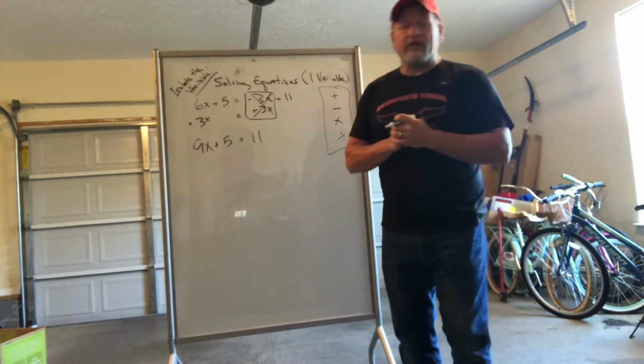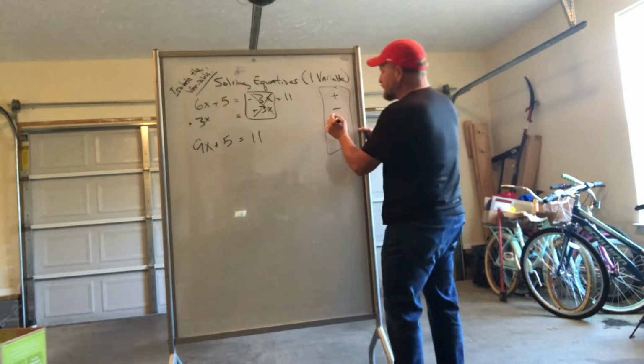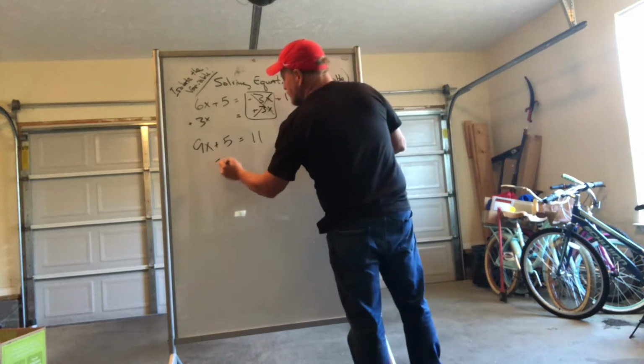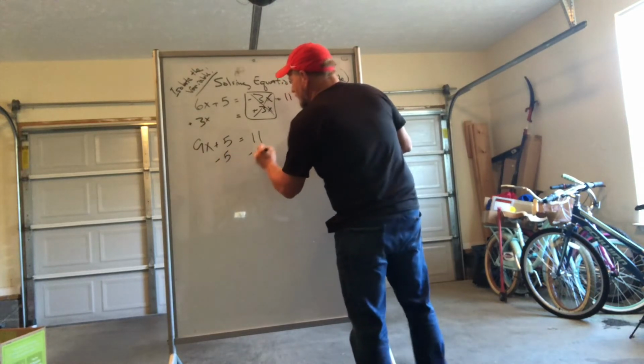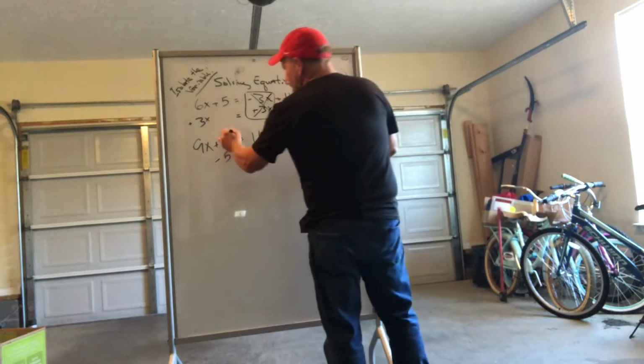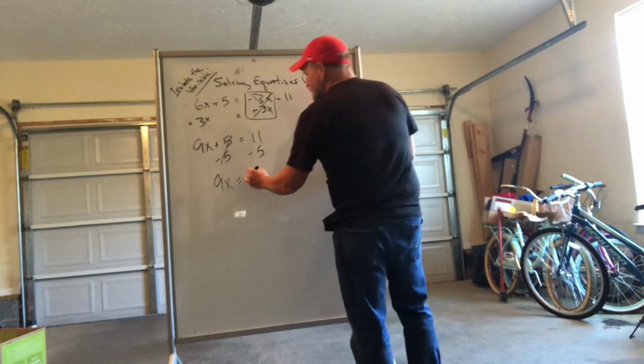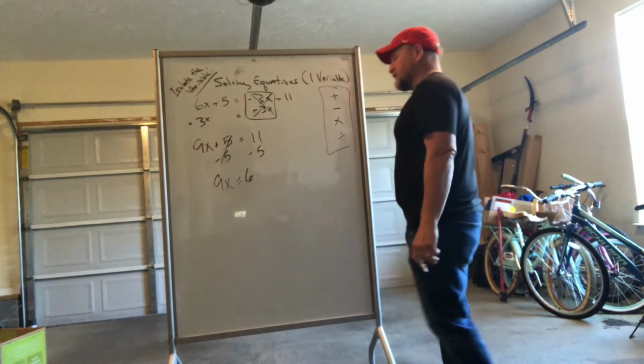I've got to get rid of the positive 5, or the plus 5. What's the opposite or inverse operation of plus? It's going to be minus. So I'm going to subtract 5 here, and I'm going to subtract 5 there. So 5 minus 5 goes to 0. That gives me 9x equals 11 minus 5, which is 6.